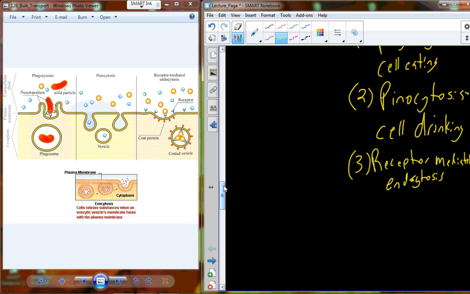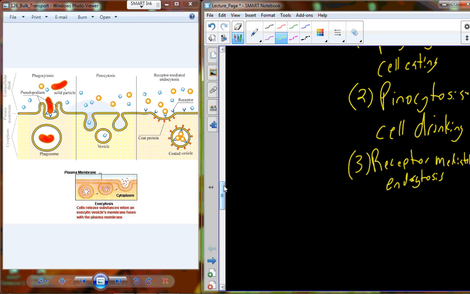Receptor-mediated endocytosis. It's a slightly different type of transport here. Basically what happens is the cell determines that it needs a specific type of material. So maybe it's glucose. And that cell is genetically programmed or reprogrammed to produce a protein that can bind onto glucose. That receptor gets put up into the membrane and then gets exposed to the extracellular environment. Then glucose passes by and it attaches onto those receptors.